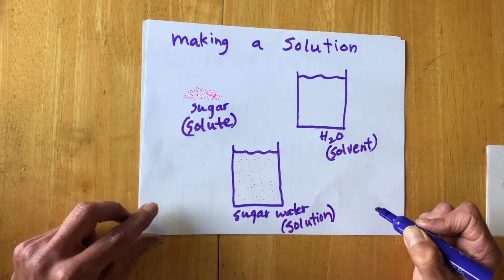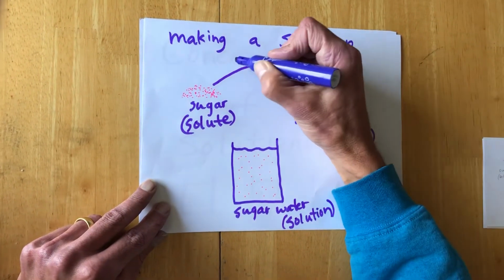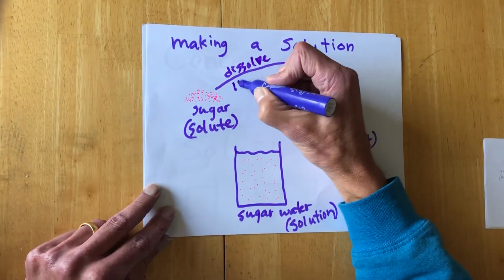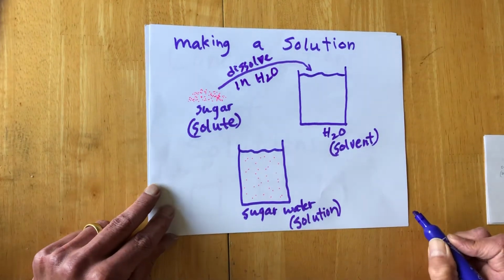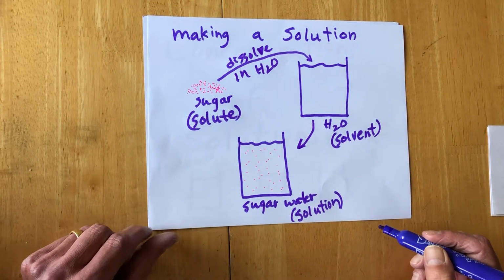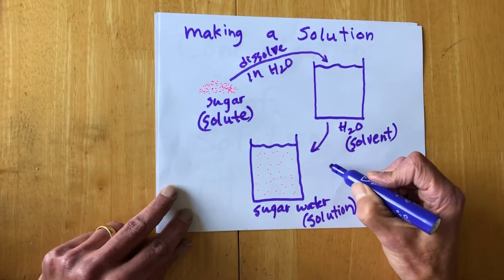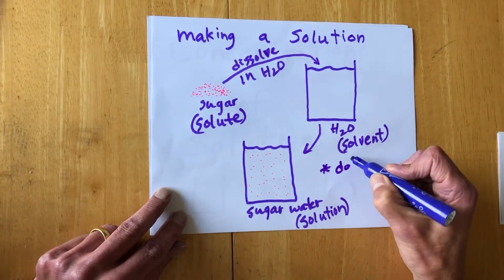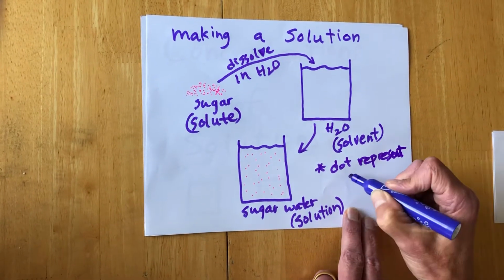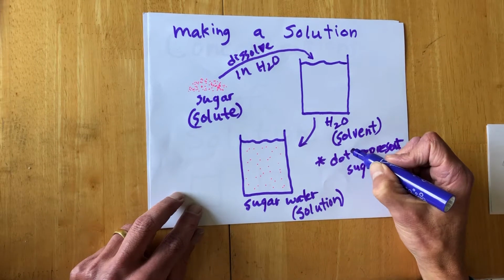So obviously what you do is you take the sugar and you dissolve it in the water, and then you get the sugar water solution. And in this picture here, if you can see these little dots, the dots represent sugar molecules.